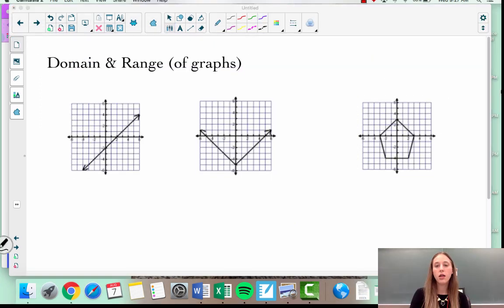That's it. The last part we're going to cover in this video would be the domain and range of graphs, and it's a little different than the domain and range from a set of points.